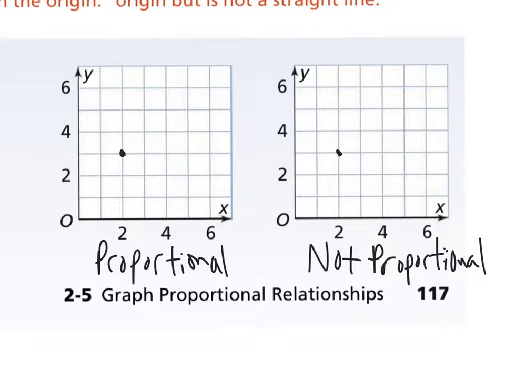And so again, like we talked about, proportional, it's got to be a straight line, it's got to be going through the point 0, 0. So something like this for the proportional line. Not proportional, again, you could have it not starting at 0, 0. You could have it not be a straight line. You could have both of those things happening, I guess, to ensure that it's not going to be proportional.